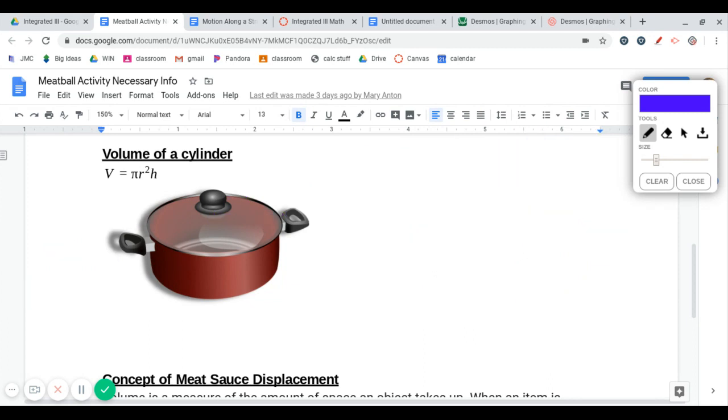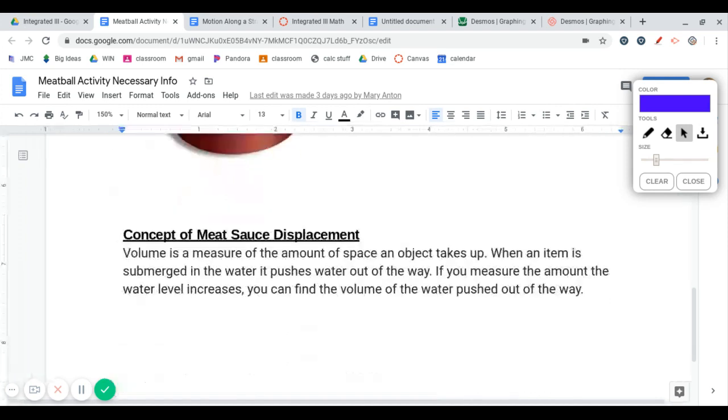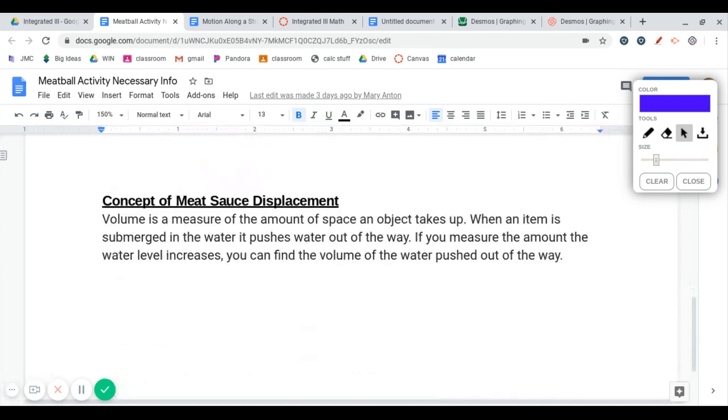Alrighty, and now lastly, we need to talk about this concept of displacement. Volume is the measure of the amount of space an object takes up. When an item is submerged in the water, it pushes water out of the way. So when you put something in a pot of sauce, we'll say the sauce acts like water in this case. If you put a meatball in the sauce, it'll push the sauce out of the way, making the sauce level rise, which you know. So if you measure the amount the water level increases, you can find the volume of the water pushed out of the way.